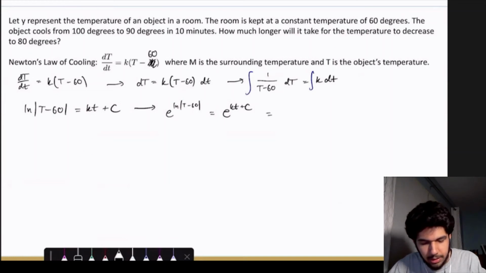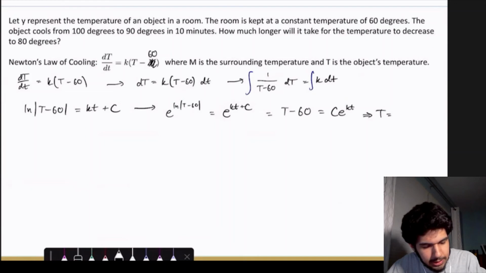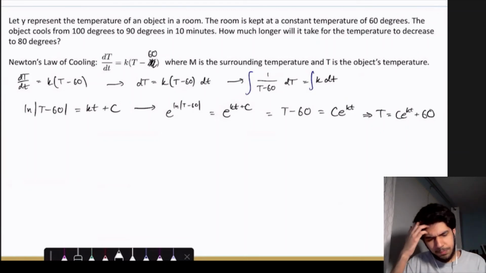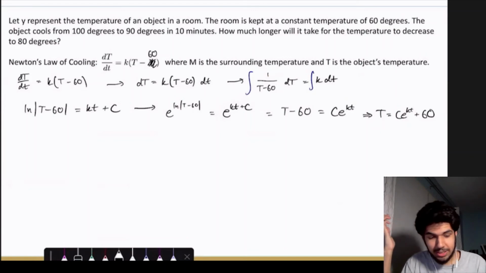Well, the e and the ln cancel, so we get T minus 60 equals... If we remember from before, we can rewrite this as Ce^(kt). And finally, T equals Ce^(kt) plus 60. Cool. So we've modeled the temperature in terms of time, which is really nice.